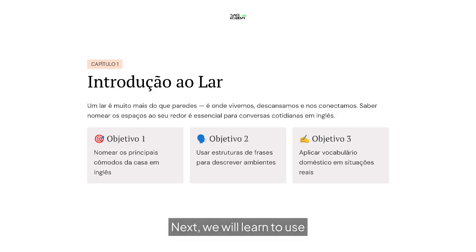Next, we will learn to use sentence structures to describe these environments. For instance, you might say, "The kitchen is where I cook," or "My bedroom is my favorite place to relax." These simple sentences can help you share your experiences and feelings about your home.